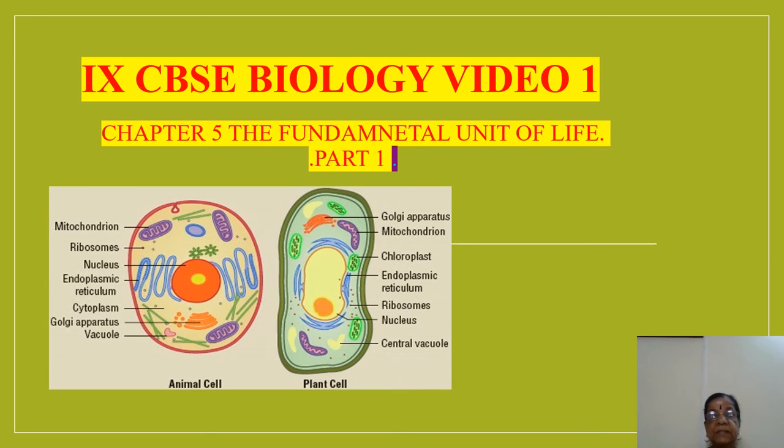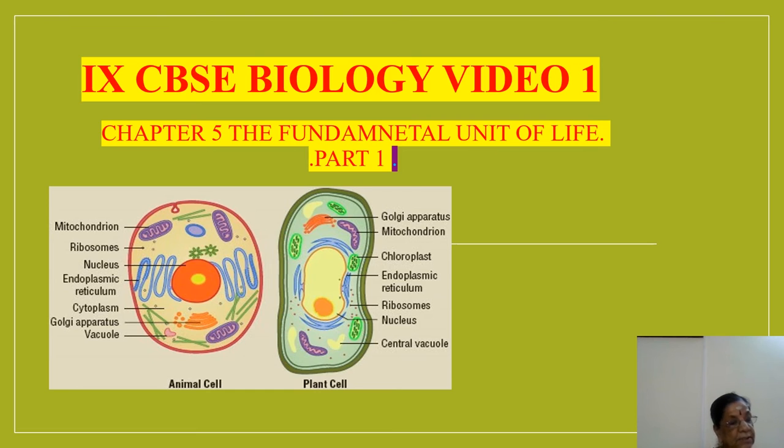Then in the year 1831, Robert Brown discovered the structure of the nucleus. When Robert Hooke and Anton von Leeuwenhoek made their discoveries, it was Robert Brown who further identified the cell structure, and he saw the presence of the nucleus in the cell.